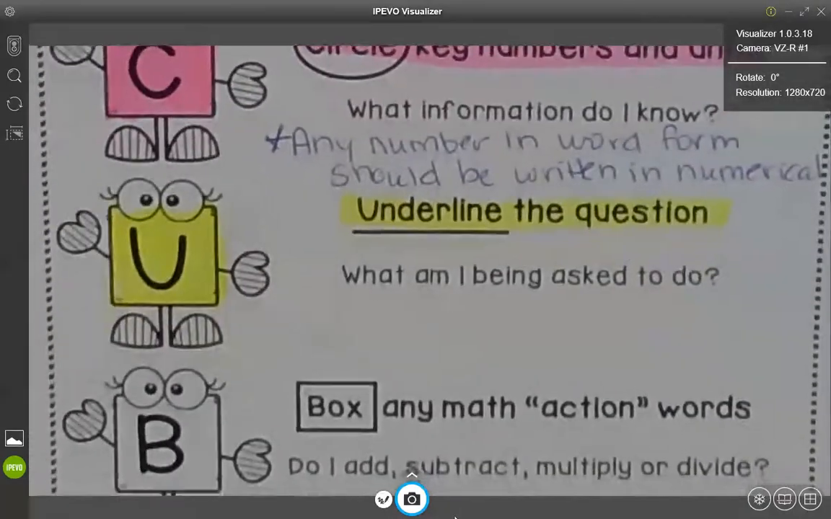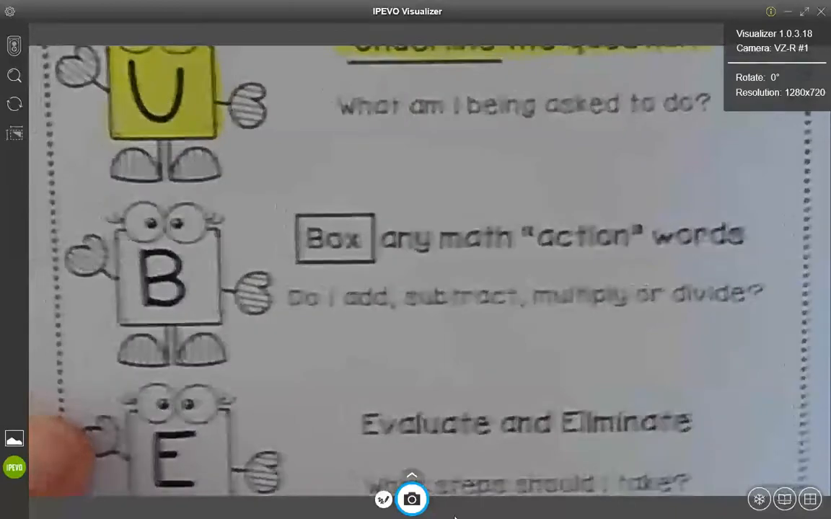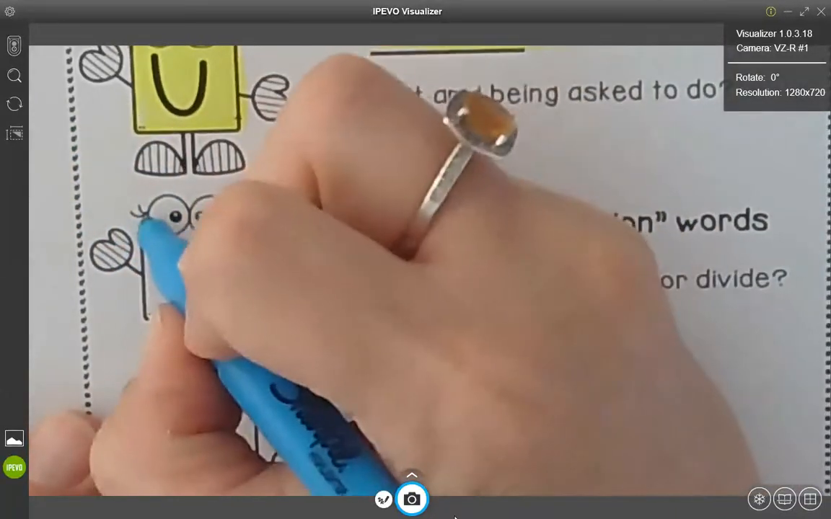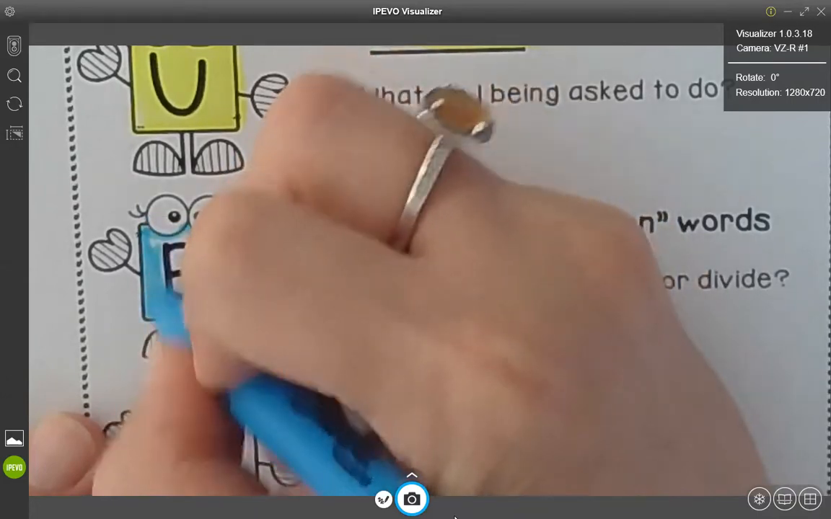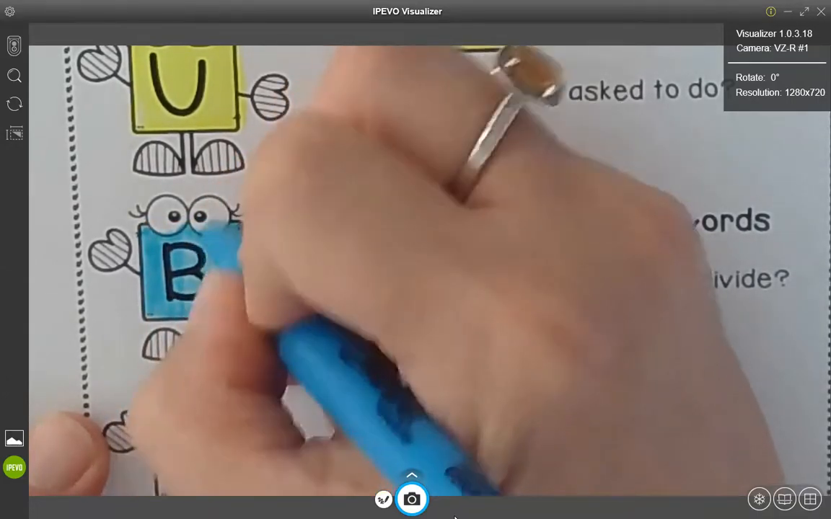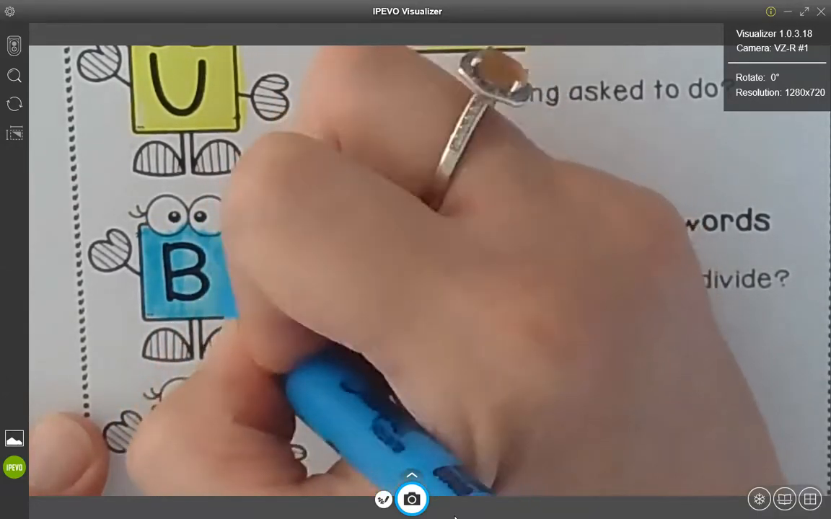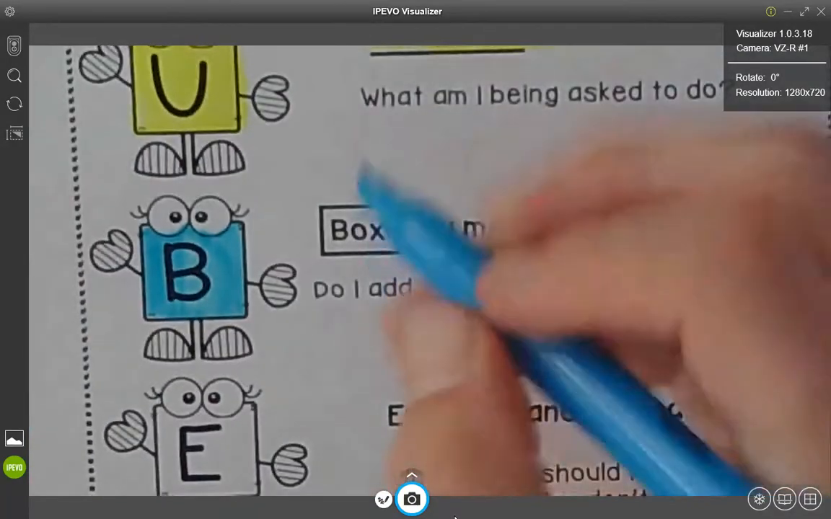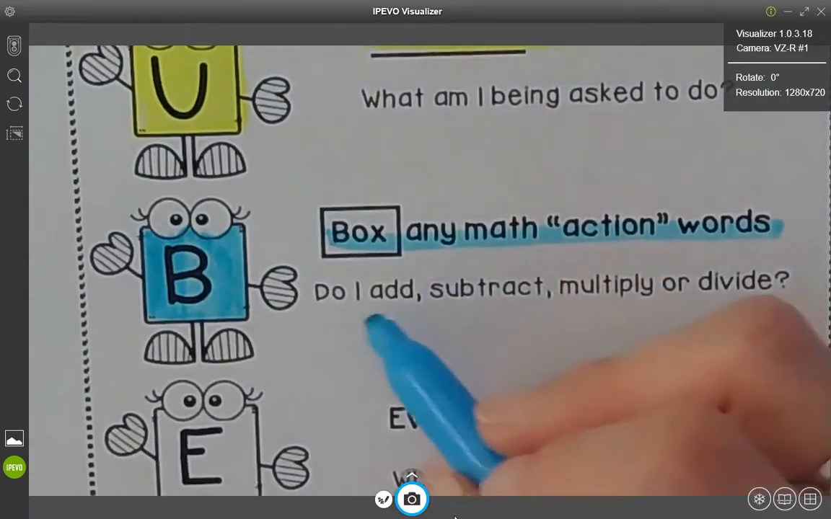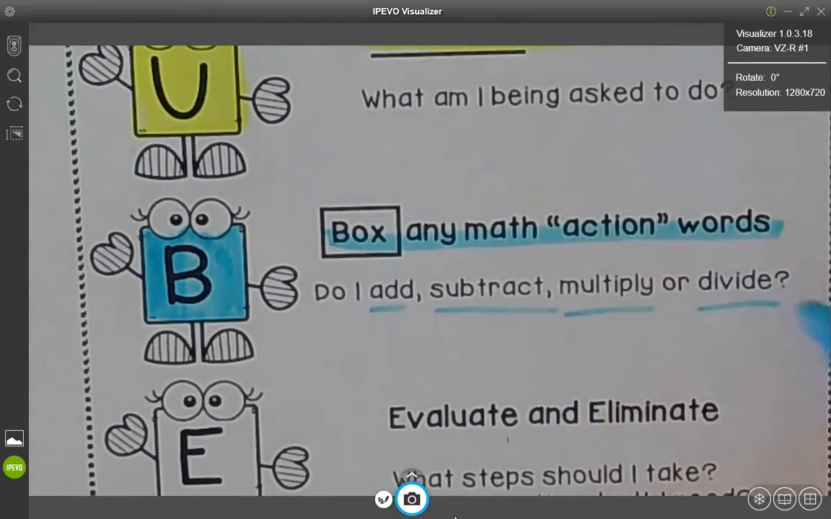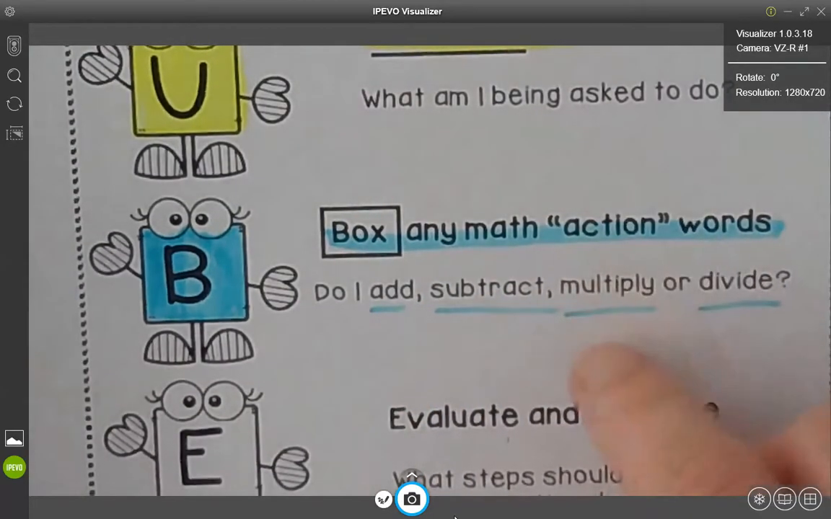Okay, now let's go back over here and look at B. What does B represent? Right. Box any math action words. Now I'll be honest with you. Sometimes they have math action words. Sometimes they do not. So it just depends on the problem. Again, we're going to put a box around anything that's a math action word like add, subtract, multiply, or divide. These are clue words.